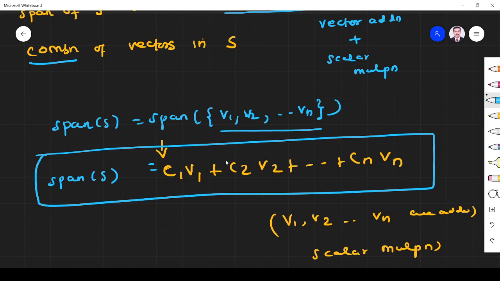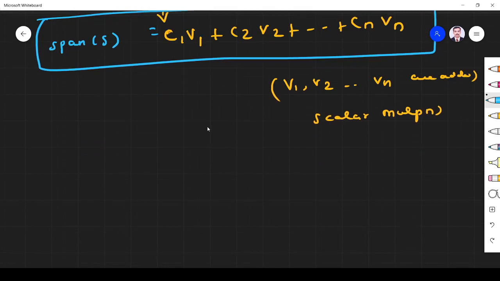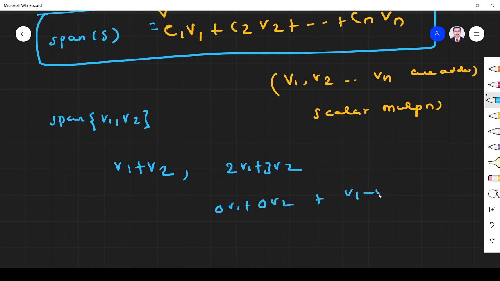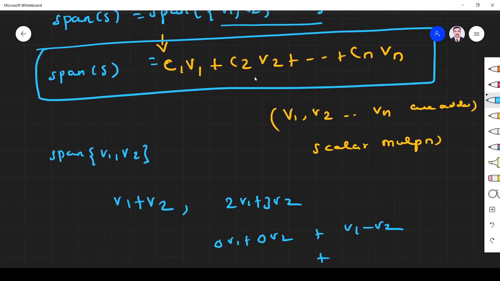That means add these two vectors, that will also form a span. For example, V1 plus V2 is in the span of V1, V2. If you have two vectors, span V1, V2 means you add like this, right? Or otherwise 2V1 plus 3V2. You put any combination, or 0V1 plus 0V2, or V1 minus V2, or anything you put. So that's what a linear combination is. C1, C2 may take any value, clear or not, from minus infinity to plus infinity.